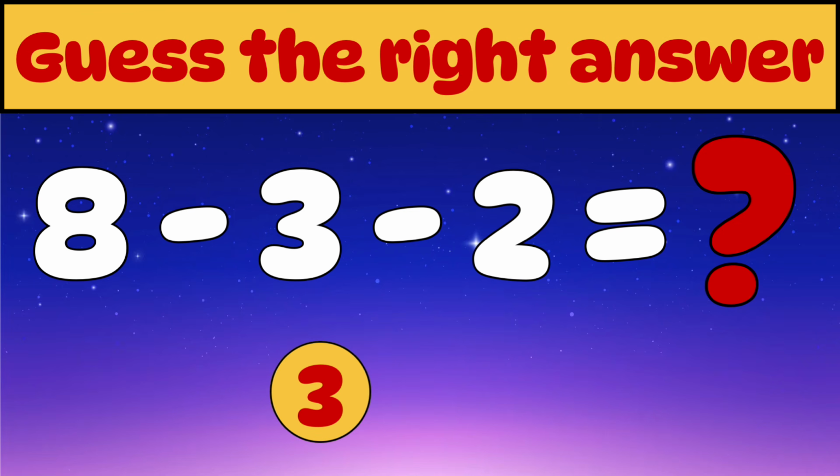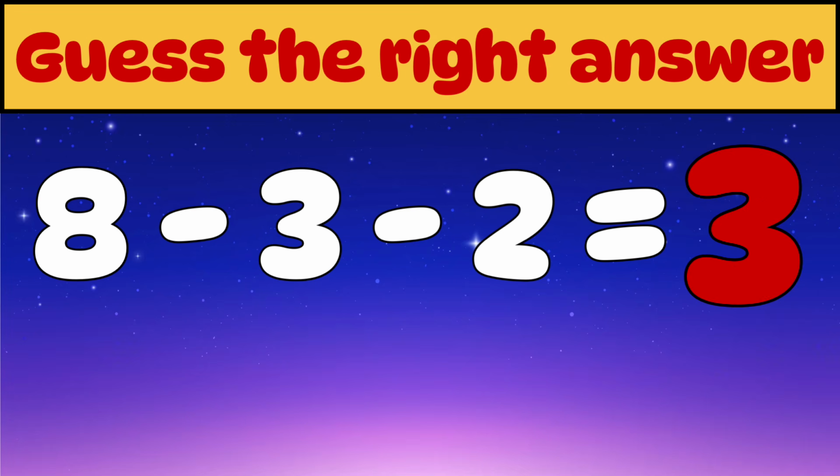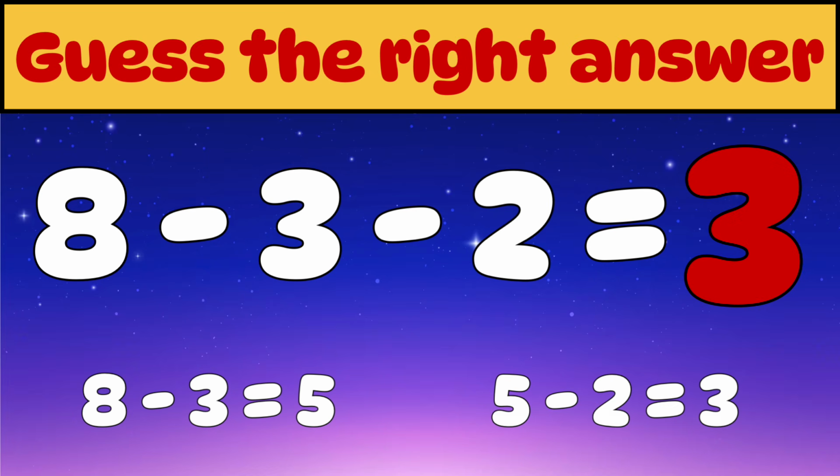The correct answer is 3. Let's solve it step by step. 8 minus 3 equals 5, 5 minus 2 equals 3. Great job if you guessed the right answer.